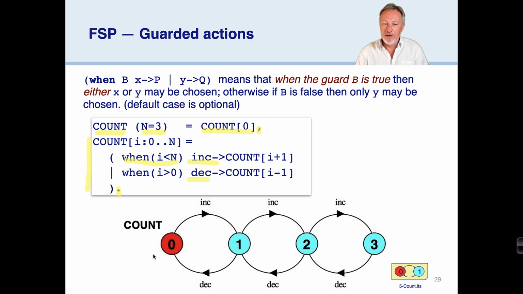So notice the initial one, count 0, only has an inc action. The dec action disappears because i is equal to 0. In count 1, however, we can either do an inc to count 2 or a dec to count 0. All the way up until the top, once we get to count 3 we can only do a dec, because this part disappears since i is no longer less than 3.